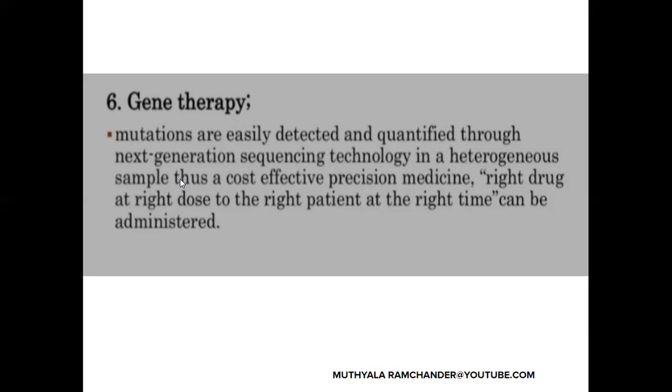It means that based on bioinformatics under gene therapy, we can easily identify and quantify mutations detected by next generation sequencing. The genes are identified and we can easily provide medicines for the mutations. That drug is called the right drug. The right drug at the right dose to the right patient at the right time can be administered. It is called gene therapy.